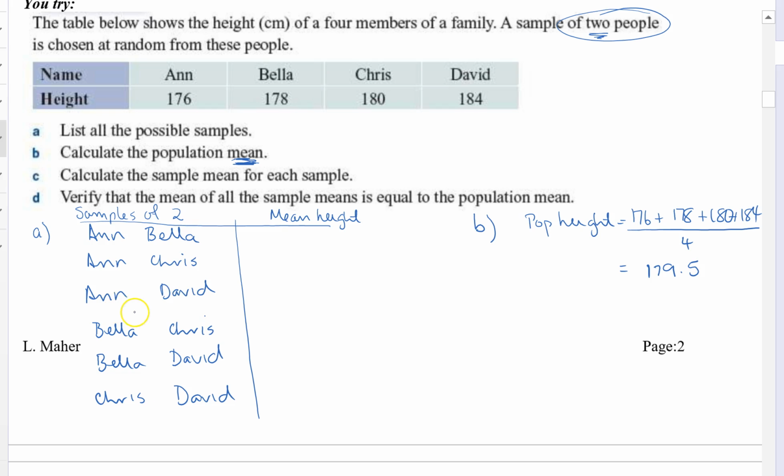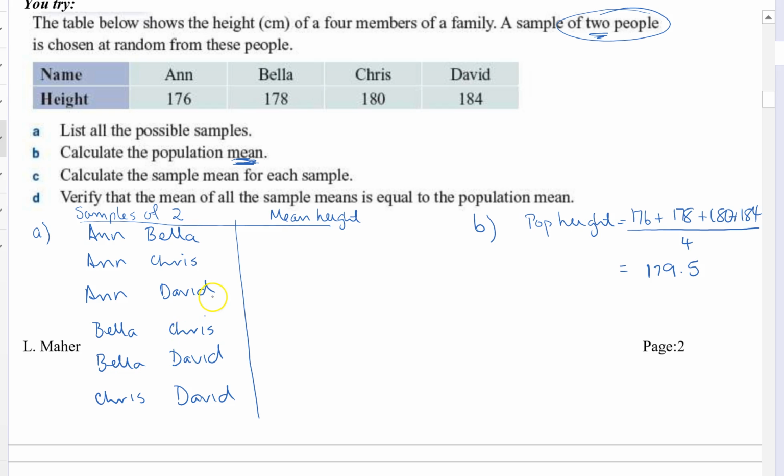How well is that going to tell us about the middle? Not so sure. At least one's male, one's female, so I think it has that in its favour. Bella and Chris, as you'll see when we actually do some calculations, works out to be the best, or the closest, have the closest average to the actual population average.